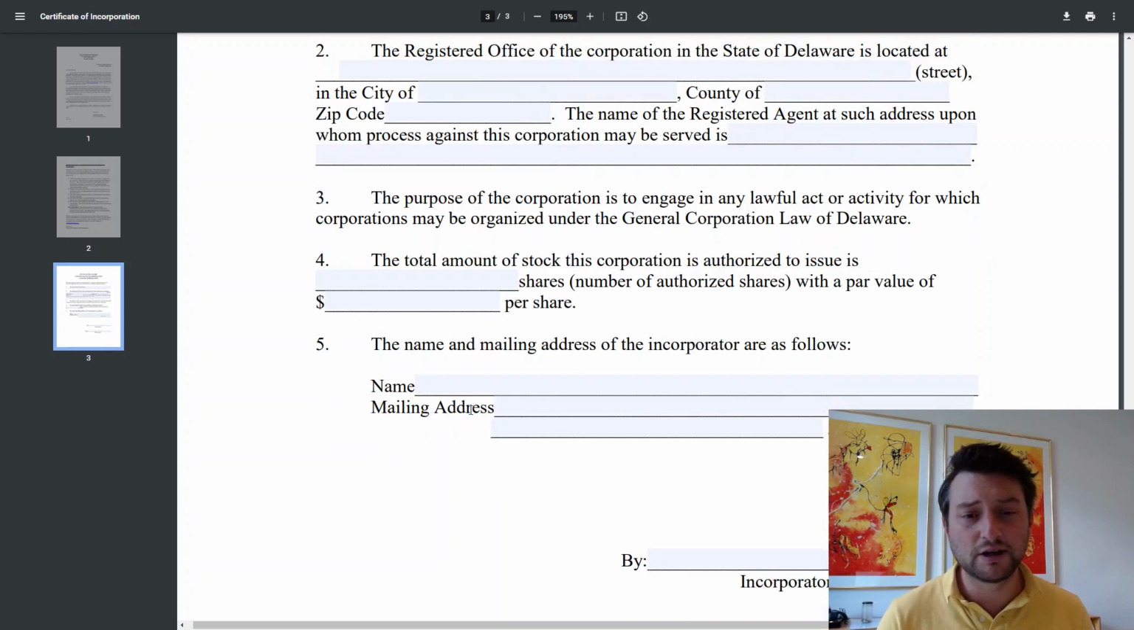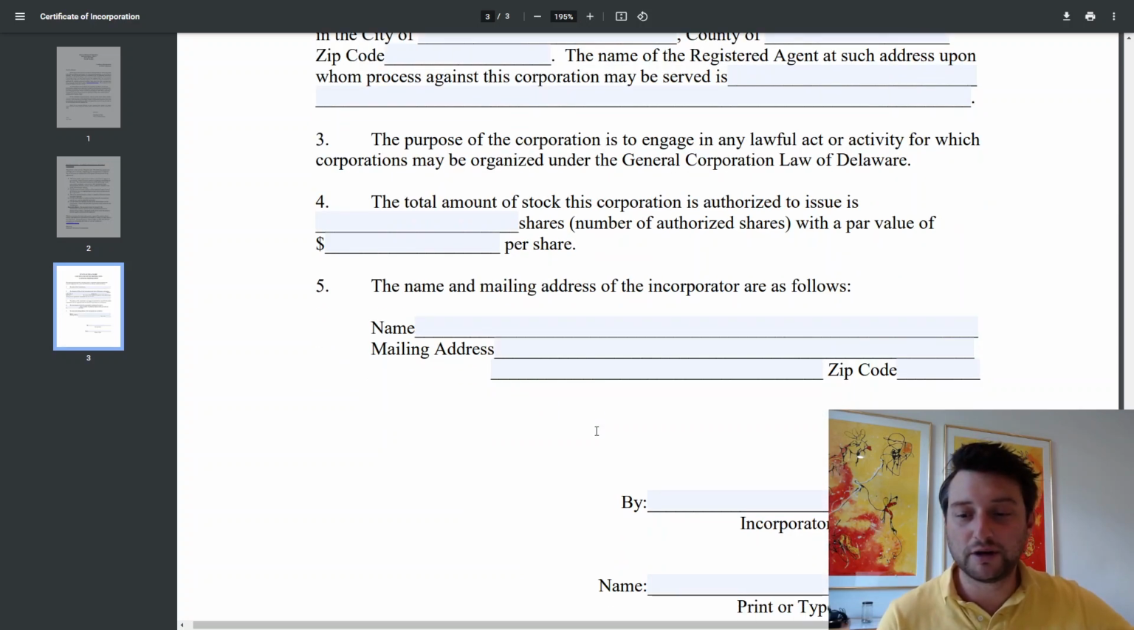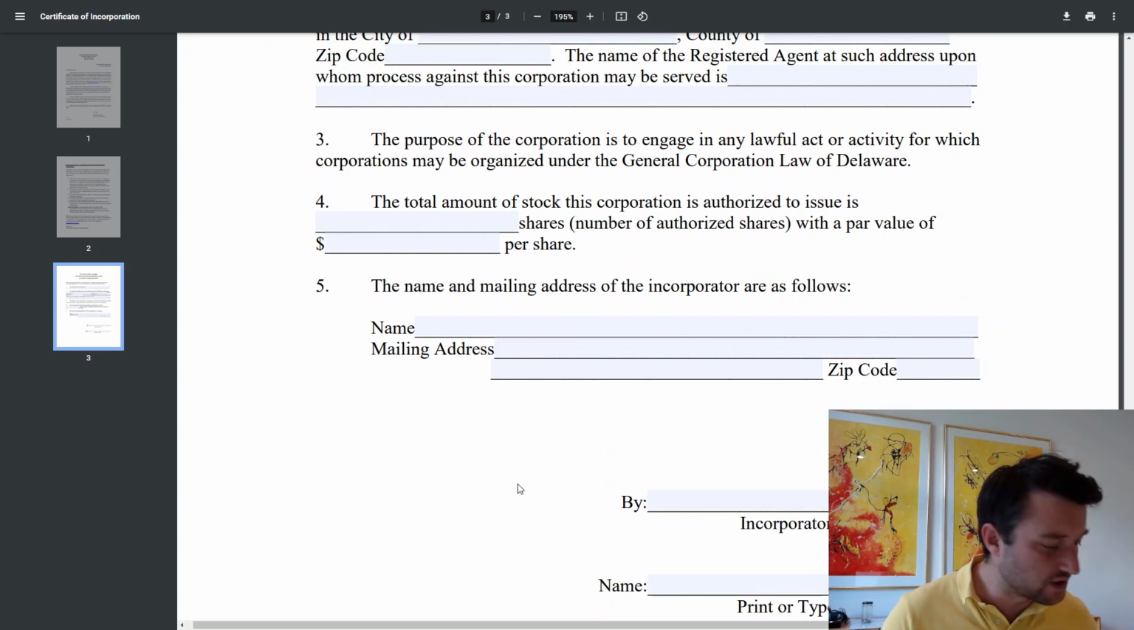And then lastly, there we have the name and mailing address of the incorporator, right? So like I said, the incorporator is the one that's filing this document initially, and then after it's filed, the incorporator will work with the directors to have them take over, and then the incorporator resigns. All right, so now let's go look at an example. Let's go look at Tesla's example here.